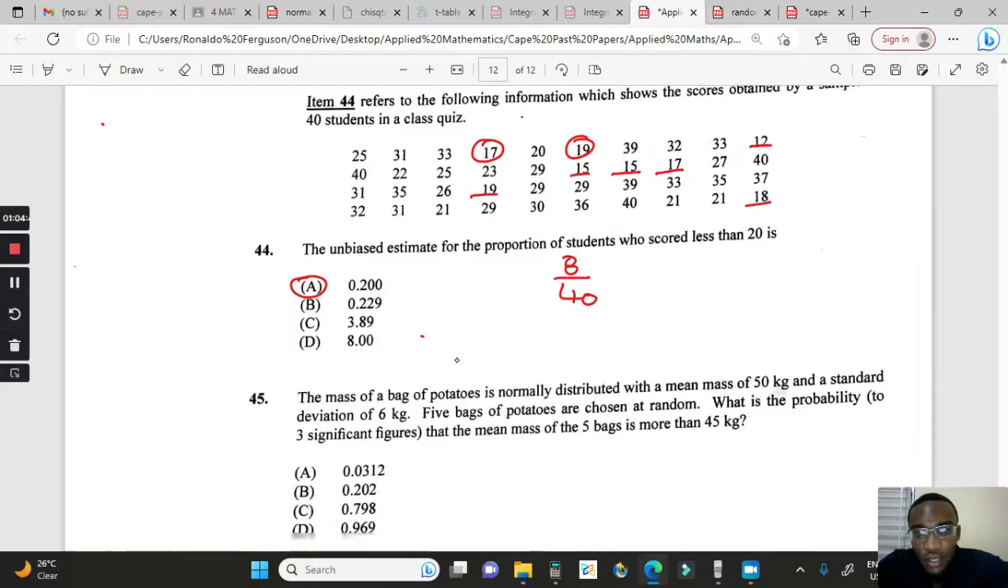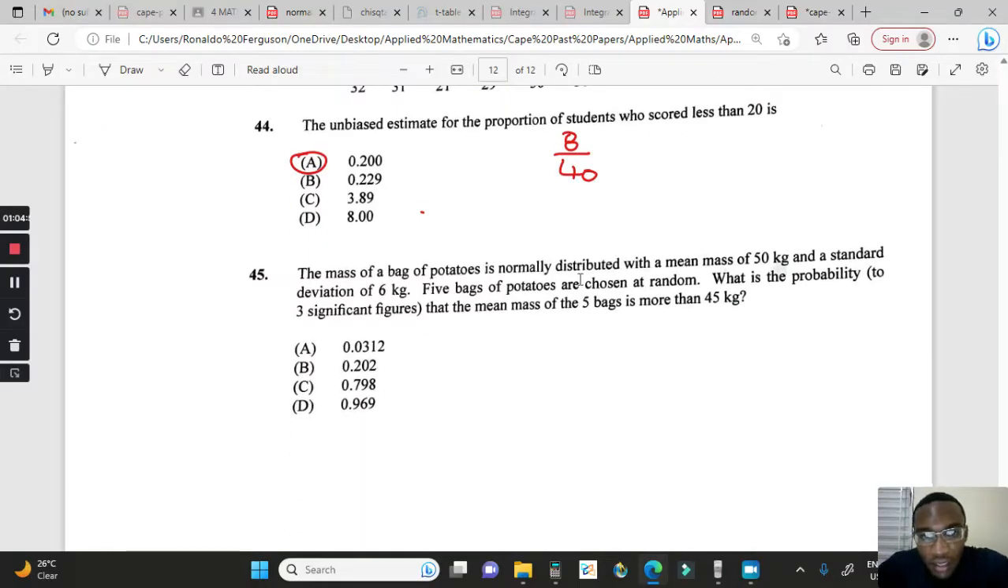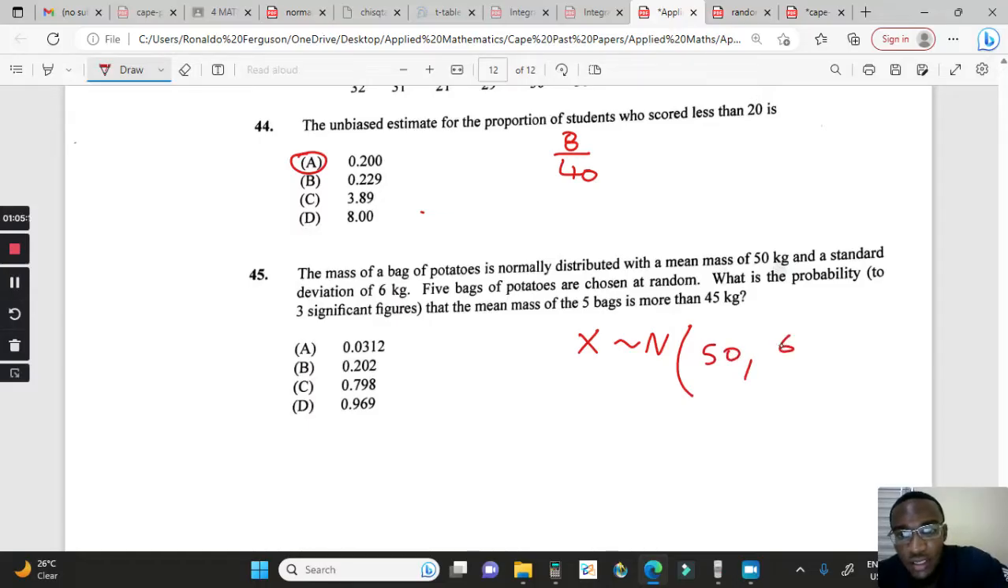Okay, last one. It says, what is the probability that the mean of 5 bags is more than 45? Okay, so in this case now, it's normally distributed. X is normally distributed, with mean 50 and standard deviation 6. But remember, the variance is sigma squared over n, and n is 5. So now we need to find the probability that bar x is greater than 45.